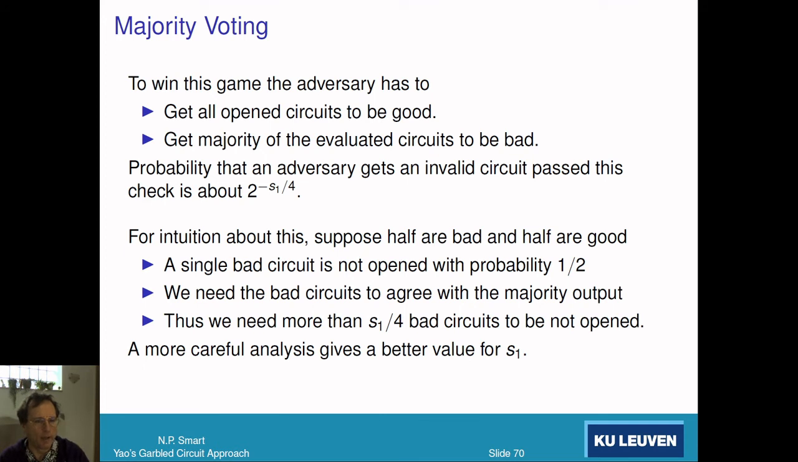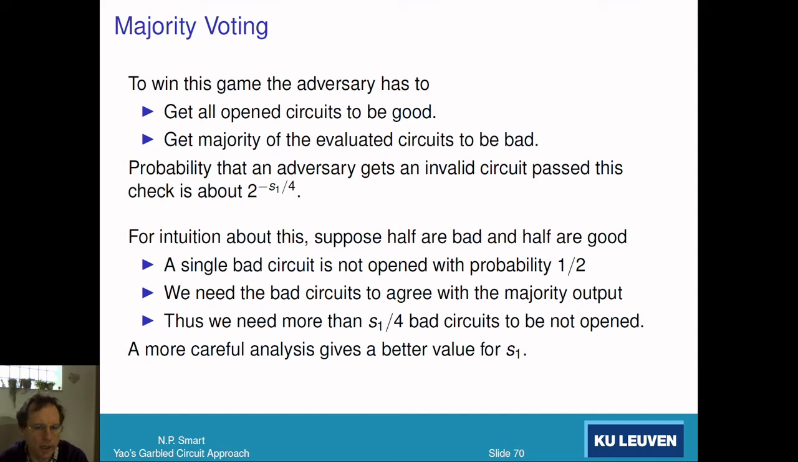So what's going to happen is, to win the game, the adversary has to get all the open circuits to be good, which is going to be hard. And then he's got to get the majority of the evaluated circuits to be bad, because otherwise he's got to make sure that they are all identical and they evaluate to the bad version of the function that he's trying to get the honest guy to evaluate. So actually the probability you get all these things evaluated is about 2 to the minus S1 over 4.